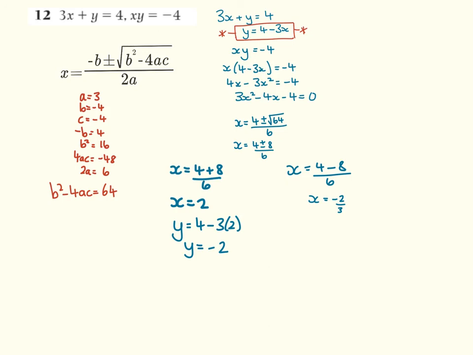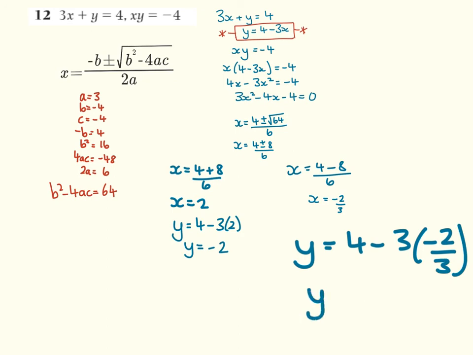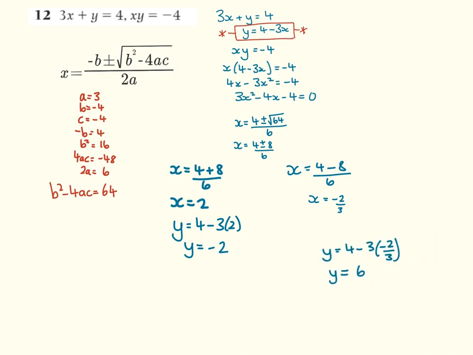Same then with the other value of x. I'm going to go back, use that expression. So y equals 4 minus 3x becomes y equals 4 minus 3 brackets minus 2 over 3. Okay, now you can either cancel down those 3's or whatever you want to do and get the answer of 6, or just stick it all into your calculator and make sure you get 6. Alright.